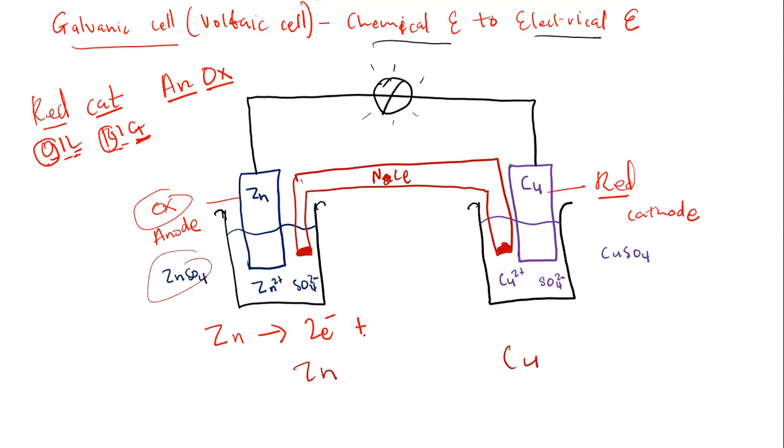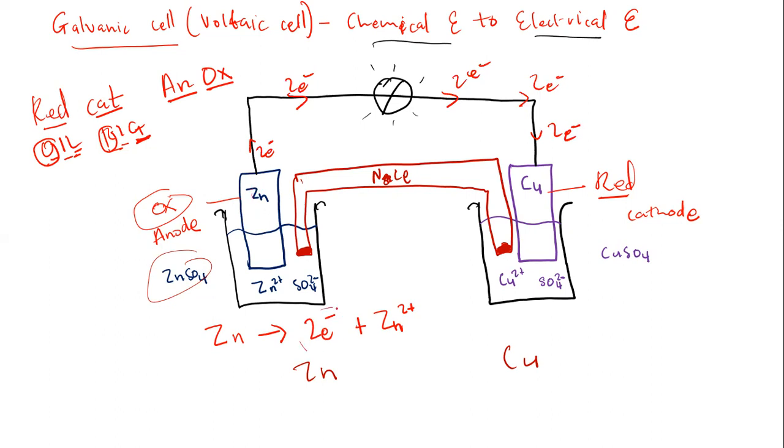When zinc loses 2 electrons, our zinc will turn into Zn2+ ions. This is the half reaction of this half cell. So this zinc metal will lose 2 electrons, and the 2 electrons being lost from this metal will move upwards, moving this way, and therefore this light bulb will start to glow. Remember, we are talking about 2 electrons.